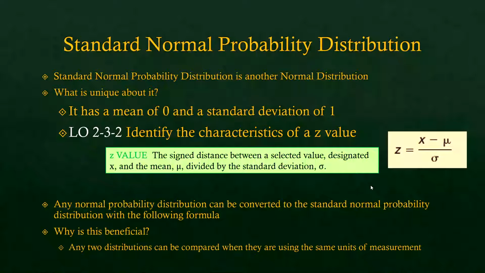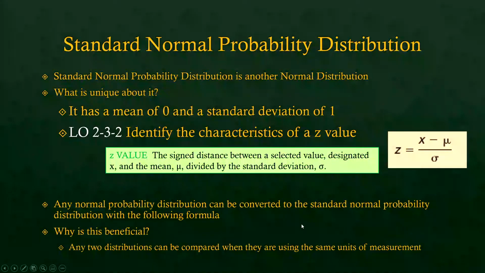Now, instead of saying, okay, this is how many units it is away from the mean, we are 10 units above the mean, or we are 8 minutes below the mean, we are now using z-values. Z-values are literally the signed distance between a select value designated x and the mean, and it's essentially the number of standard deviations away that value x is from the mean.